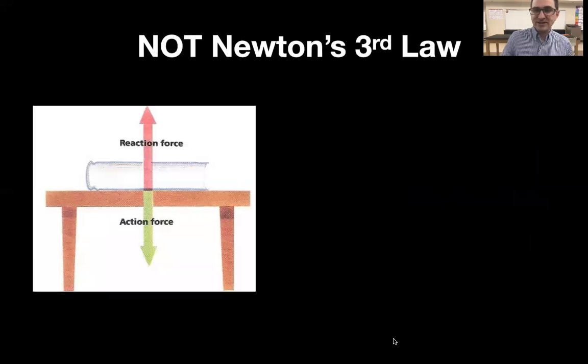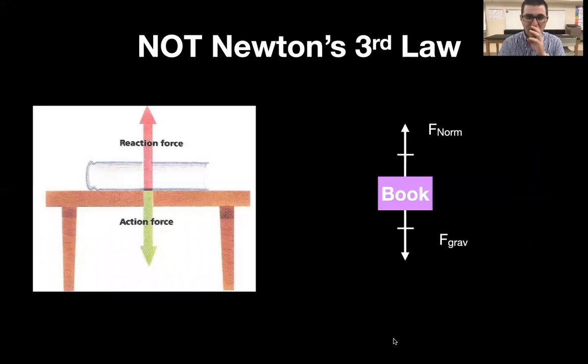So here's a very common example that I wanted to show you of something that is not Newton's third law that people often think is Newton's third law. So we have the action force down of the book pushing on the table and the reaction force up of the table pushing on the book. So a lot of people look at this force diagram and say the force gravity down and the force normal up, they are equal in magnitude, they are opposite in direction, therefore the forces have to be Newton's third law interaction force pairs, equal magnitude, opposite in direction.